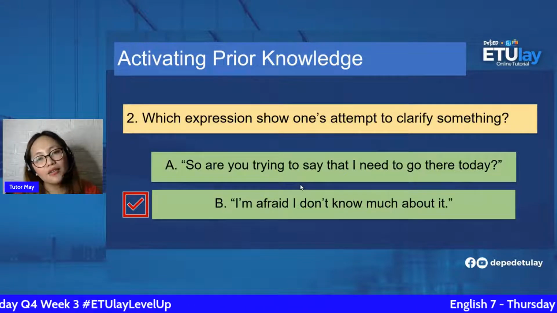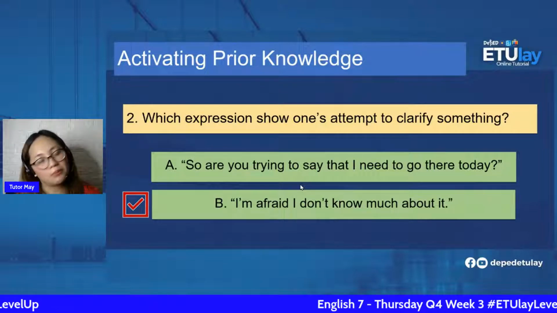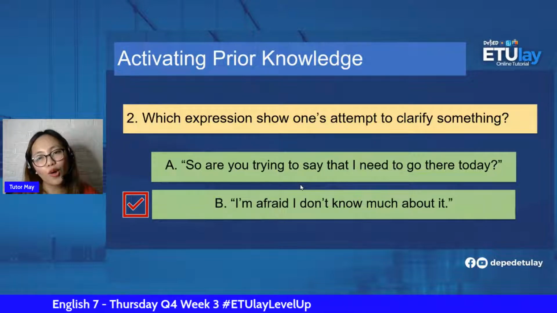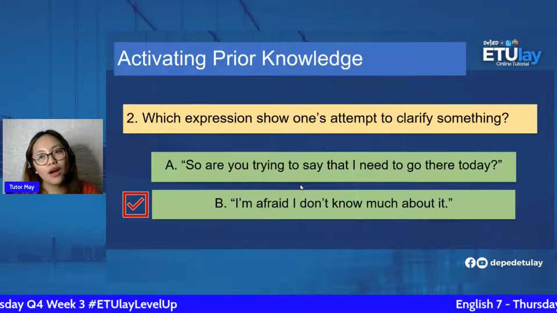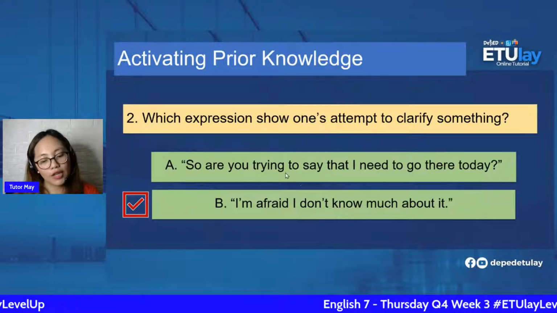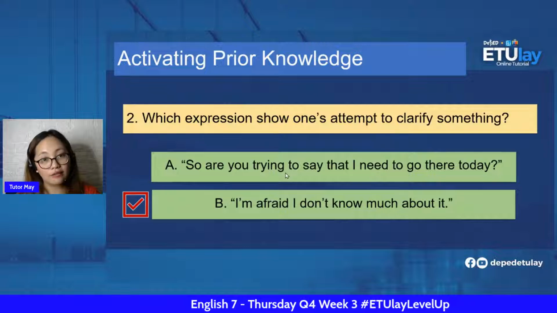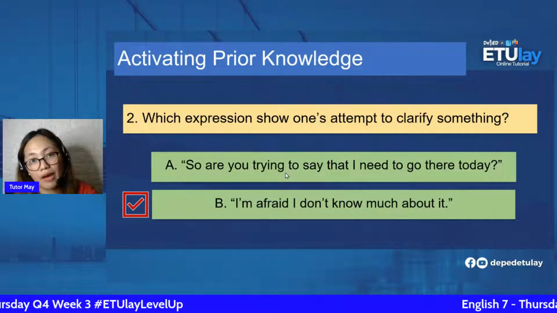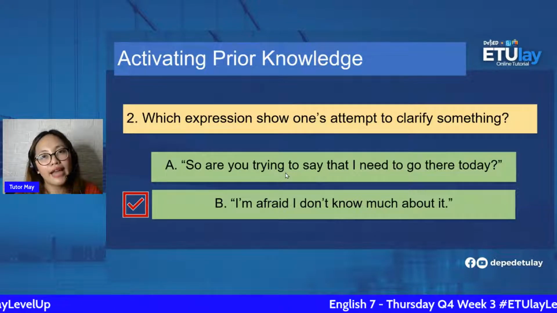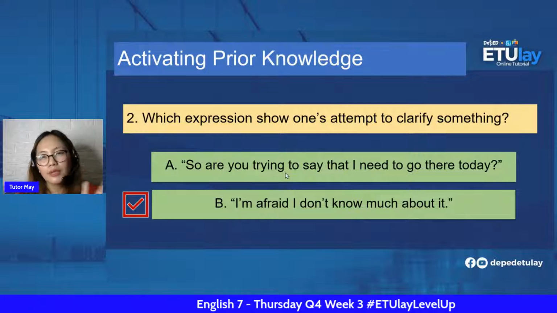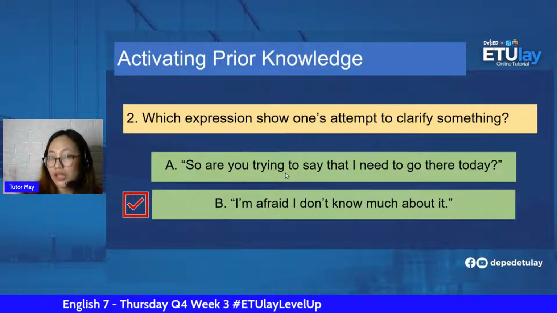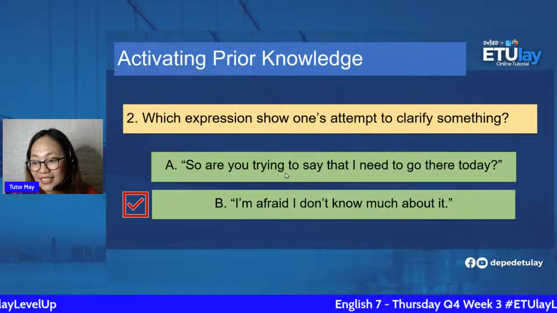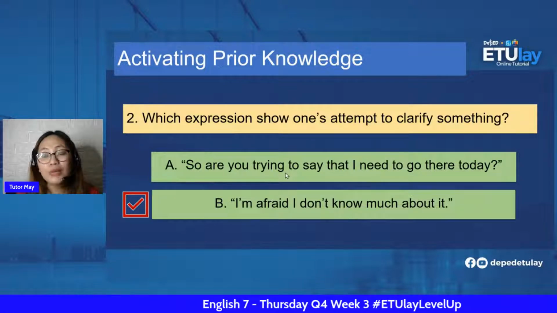That's an indirect way for you to say that I need more explanation. Therefore, you have to clarify something to me. When you're clarifying, it's not always asking the person to explain further. You can make a declarative sentence, which is what is the sentence on letter B. I'm afraid I don't know much about it. But if you understand the declarative sentence, that means that the person has not enough knowledge about the thing you're talking about. Therefore, you need to clarify and explain further. So I hope I am making sense. And now you get to understand why B is the correct answer.